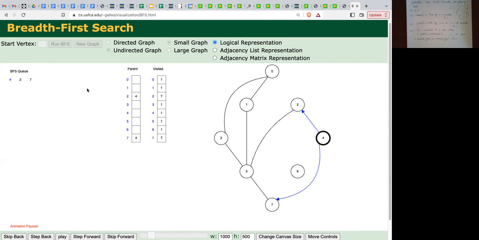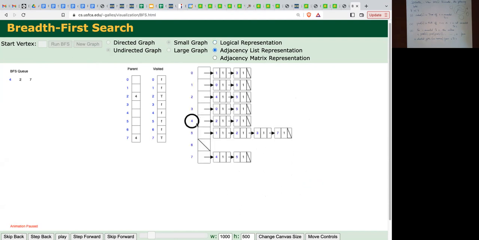Just purely looking at the graph, the geometry of what you see is irrelevant. This is just a way to represent things. In memory, this is stored in some way. So it's a good question: why did it go to 2 before 7? Because if you go to the adjacency list, 2 appears before 7.